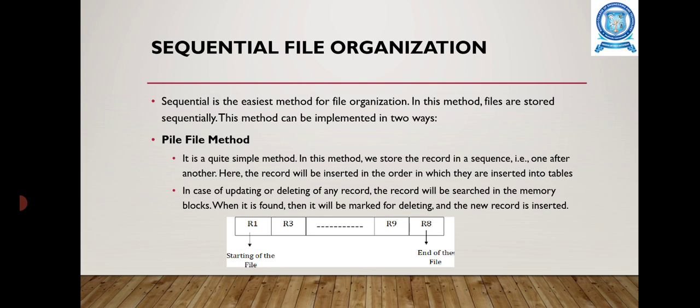Here the records will be inserted in the order in which they are inserted into the tables. In case of updating or deleting any record, the record will be searched in the memory blocks. When it is found, it will be marked for deletion and the new record is inserted. This is the structure of the record. That means the starting of the file is R1, next R2 like this, and R8 is the end of the file.